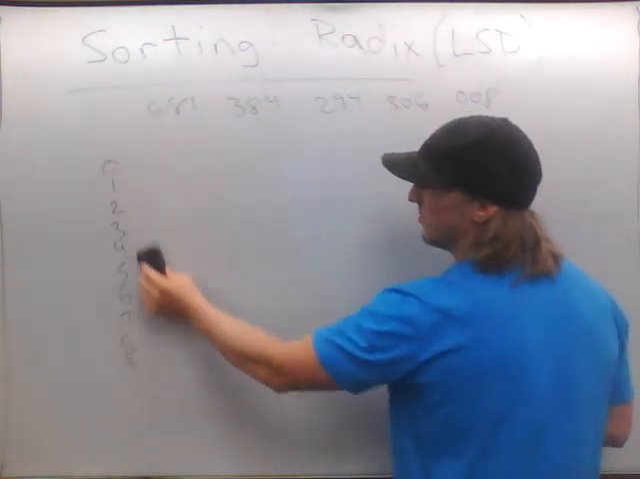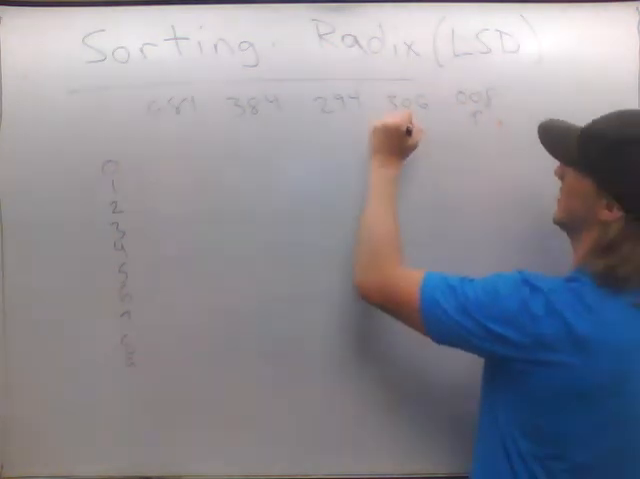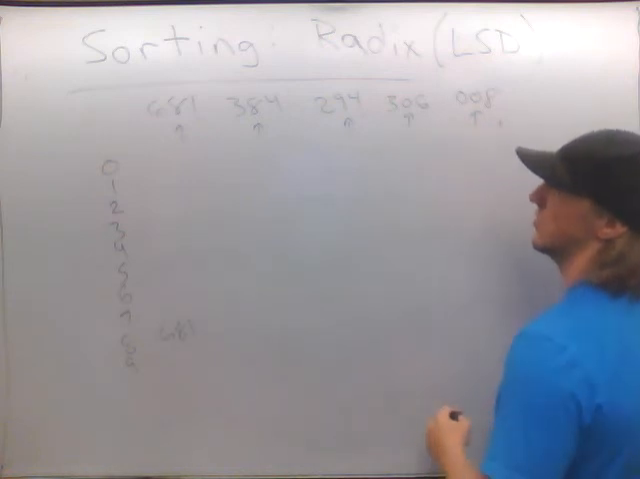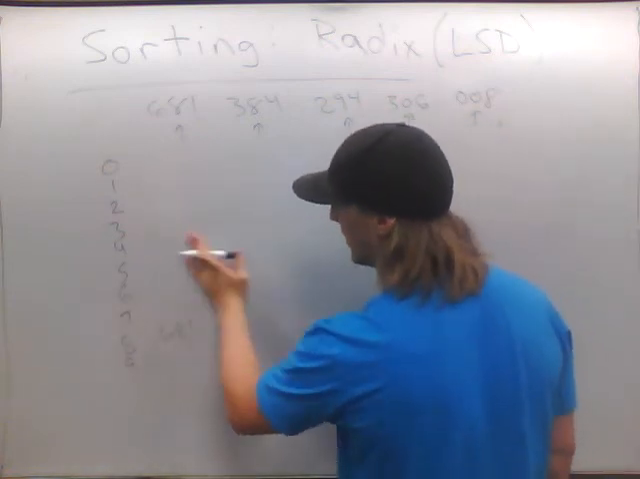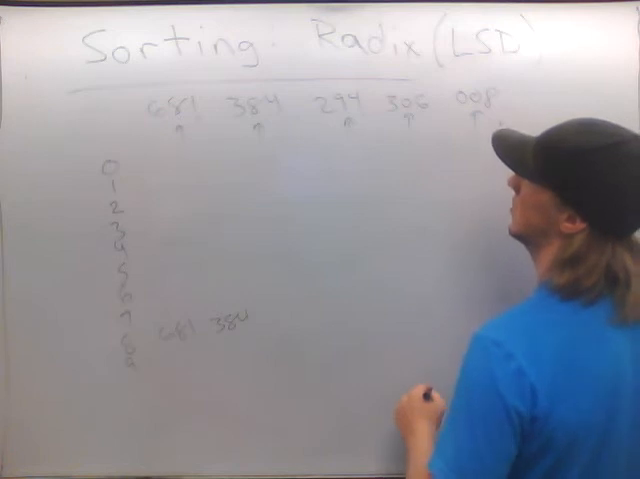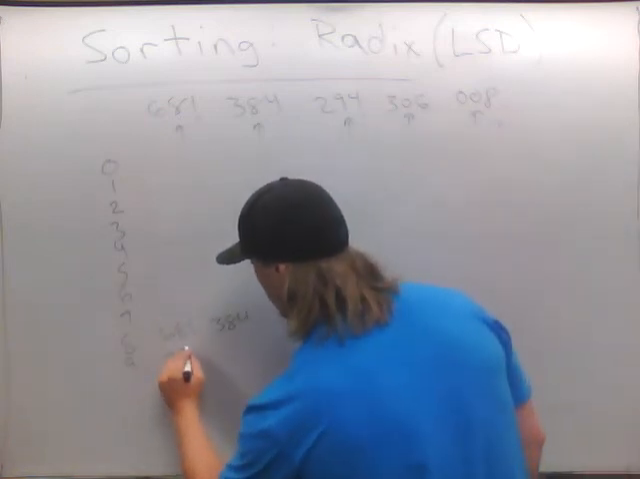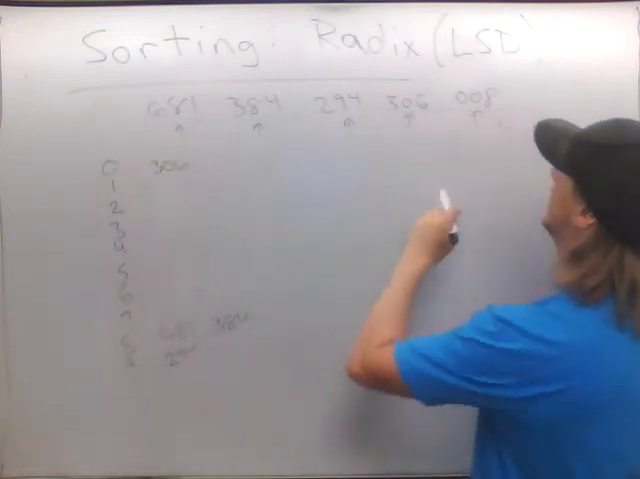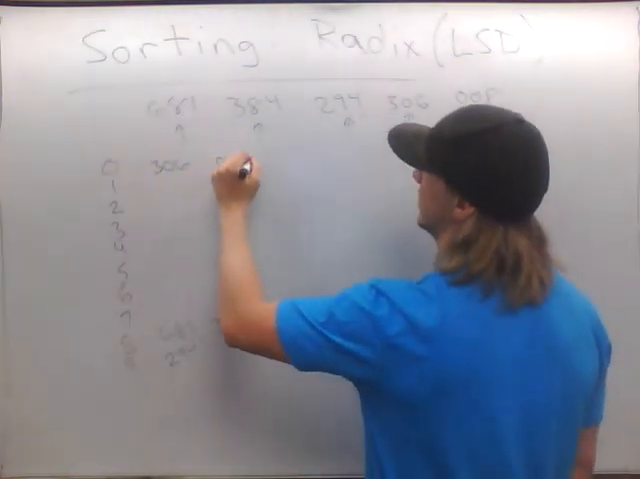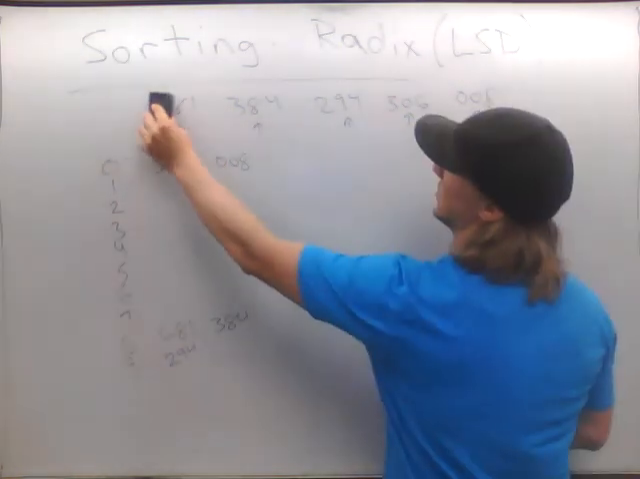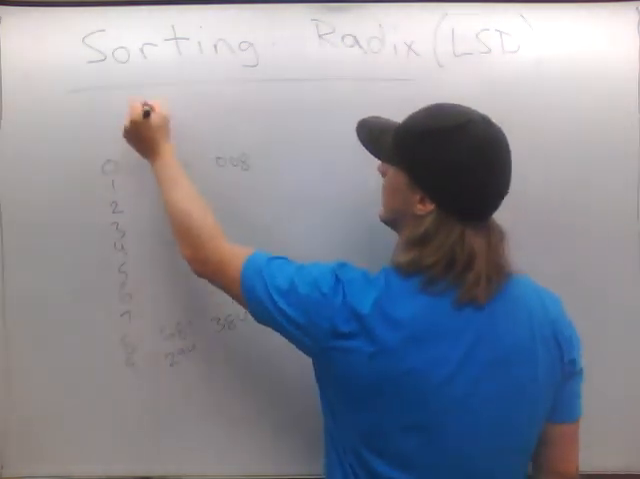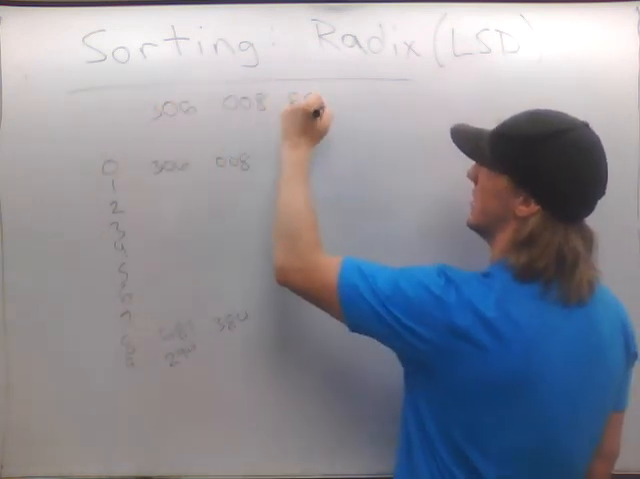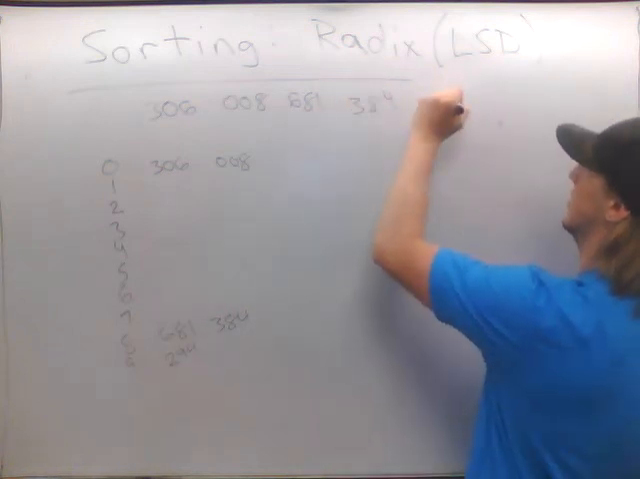Once I put them in the buckets and pull them out, now I put them in the buckets again, looking at the next digit. So 681, that's an 8 bucket. 681, 384, 8 bucket. 294 goes in the 9 bucket. 306 goes in the 0 bucket. And 8 goes in the 0 bucket, 008. So again, what I'm going to do is top to bottom, left to right, and pull all of them out. So I have 306, 008, 681, 384, 294.